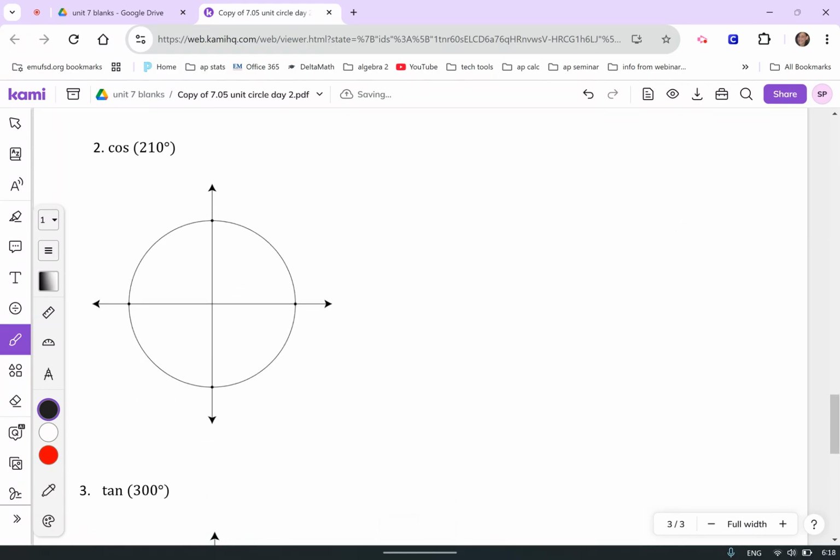We want to do cosine of 210. And so the first thing you need to do is look for the quadrant the angle lies in. And 210 is located in quadrant 3. So here's my right angle. Here's my initial side. Here's my terminal side. And here's my angle of 210 degrees.